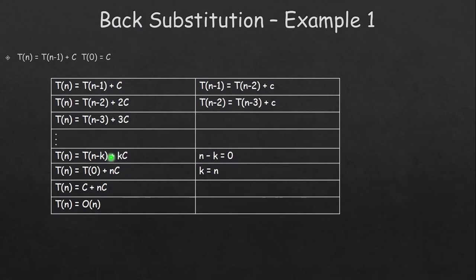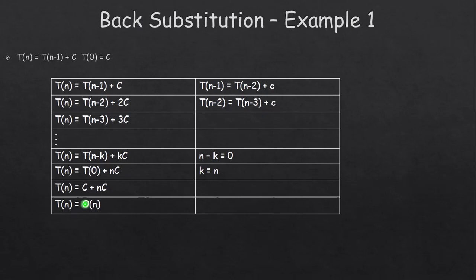So when n minus k is 0, what's the value of k? K is n. So this will terminate when n minus k is 0. When n minus k is 0, k is n. So I can write it as t of 0 plus, since k equals n, nc. You all know the value of t of 0, it is c, plus nc. Just discarding the constants and the coefficient of higher order term, you will get the complexity as t of n equal to O of n.